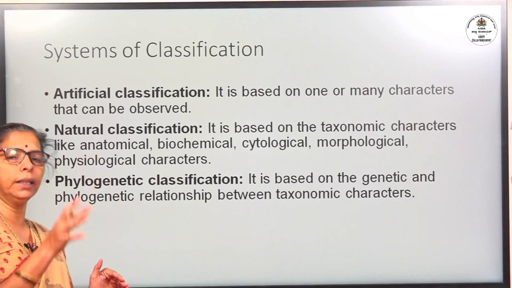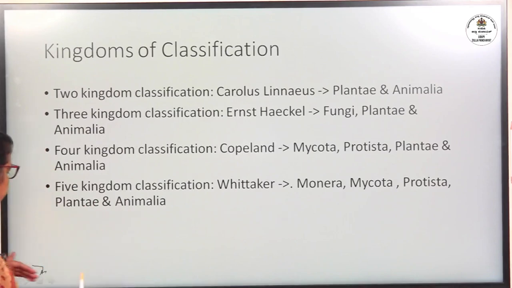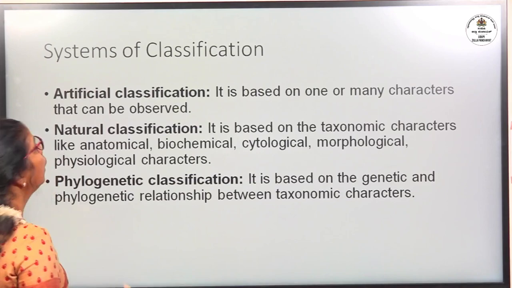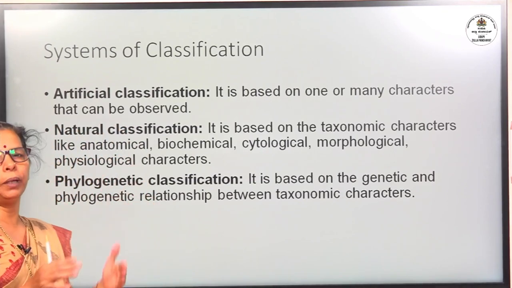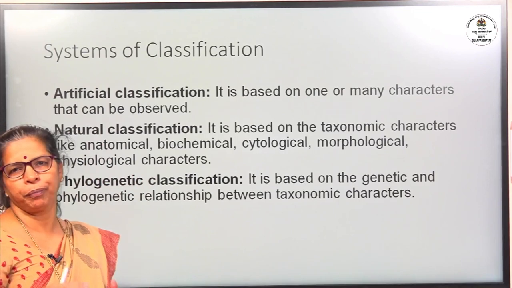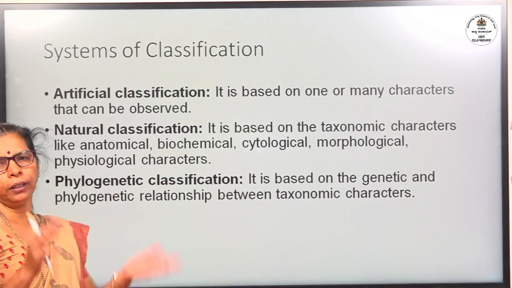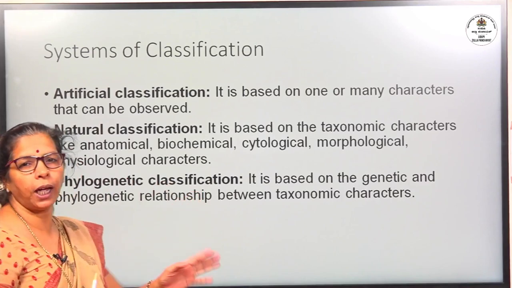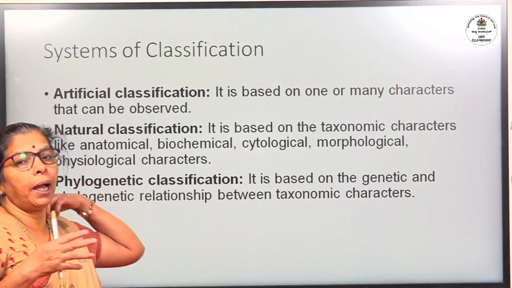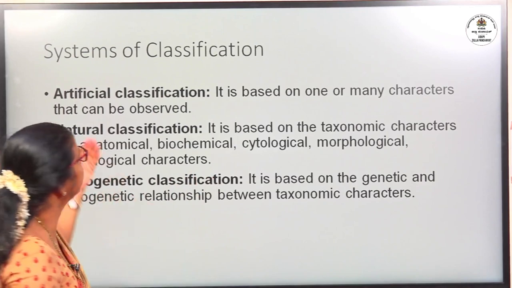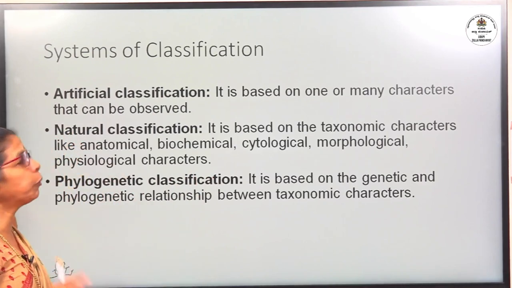In Aristotle's system, he classified organisms into two major groups, with blood and without blood, with red blood and without red blood, enaima and anaima. Then whether they are egg laying or not, that is andayuja and jarayuja. So like that, he classified organisms into four groups. And even plants and animals, based on size, herbs, shrubs, trees, like that, a common classification they did. So that is said to be an artificial system of classification.